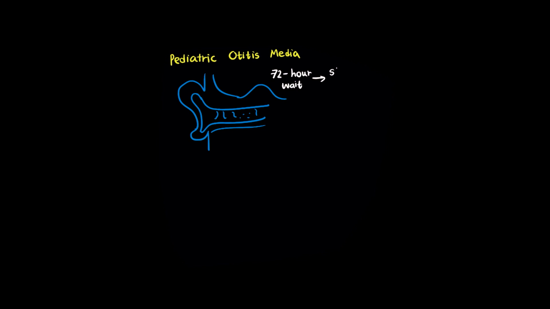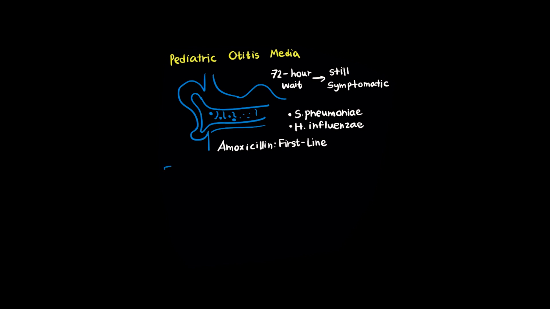Pediatric otitis media treatment follows evidence-based guidelines for antibiotic selection. After 72 hours of watchful waiting, persistent symptoms suggest bacterial infection requiring antibiotics. The most common bacteria causing otitis media is Streptococcus pneumoniae, followed by Haemophilus influenzae. Amoxicillin remains the first-line choice due to its excellent middle ear penetration, safety profile, and effectiveness against common pathogens. High-dose amoxicillin overcomes most pneumococcal resistance. Its narrow spectrum minimizes disruption to normal flora.